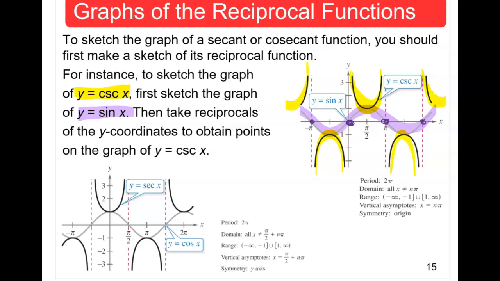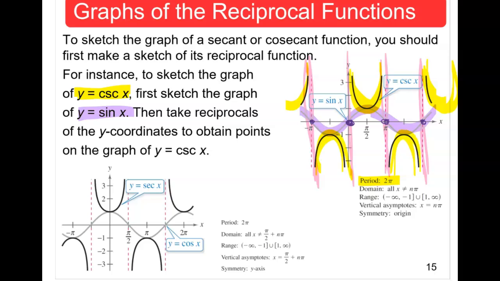in between those curves, where the x-intercepts are for sine, you're going to have vertical asymptotes for cosecant. And you could see those dashed lines. Those are the vertical asymptotes, including the y-axis. So what is the period of cosecant? The same as sine, 2 pi. And you could see that they repeat every 2 pi units.